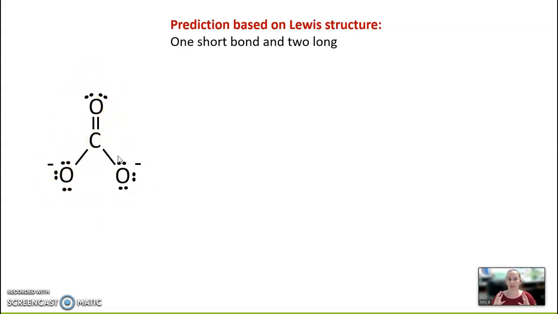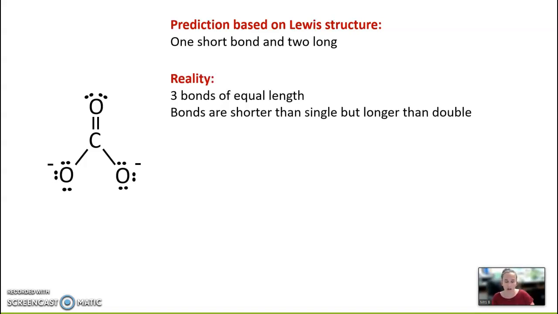When we actually go through the testing to see this, so this might be X-ray crystallography or some of the other methods, we discover that it actually has three bonds of equal length. The carbon to oxygen bond is equal in all three, and it is shorter than a single bond, but it's not as short as a double bond. It's almost like a 1.5 bond.